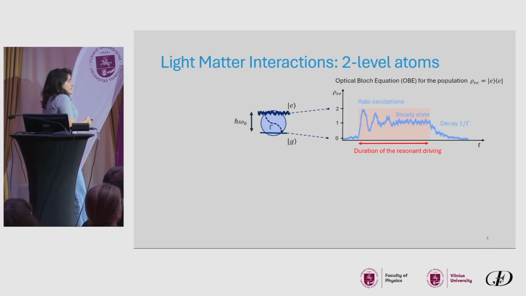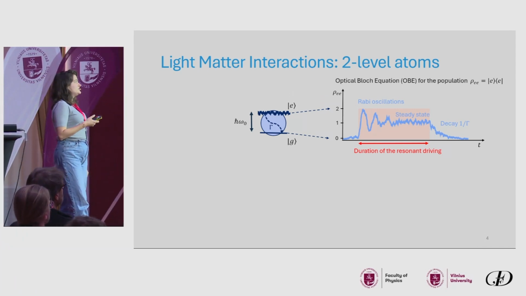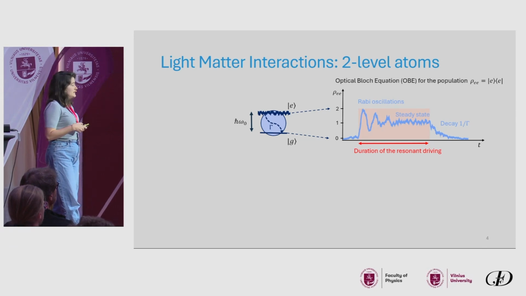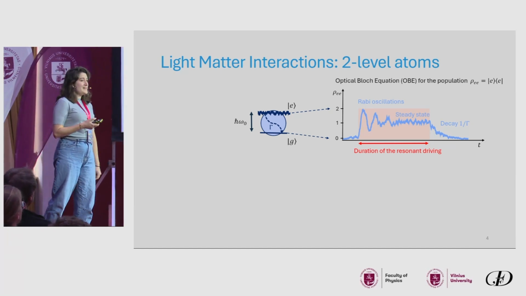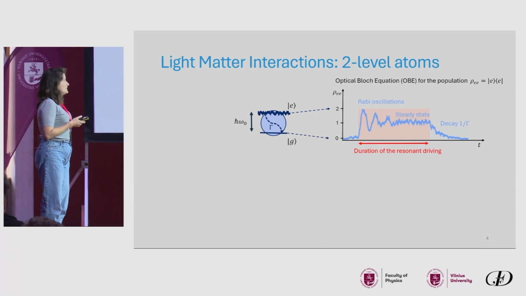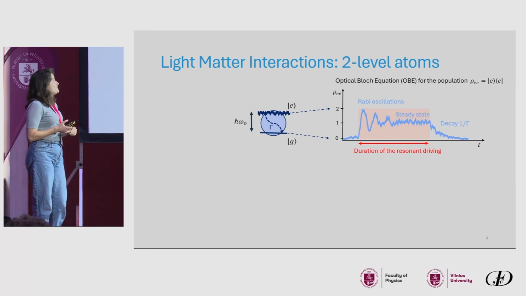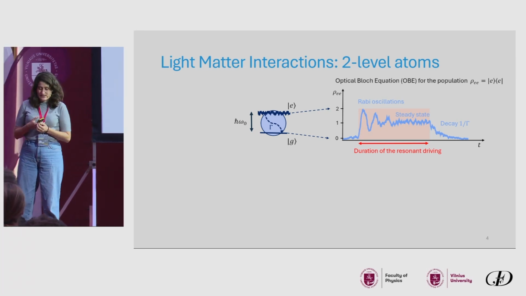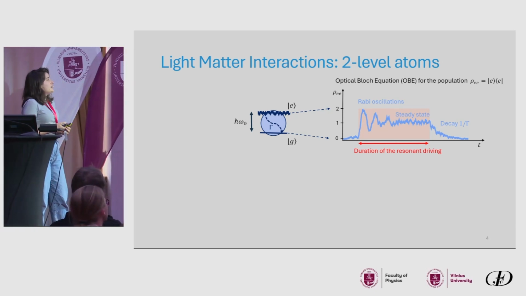If we plot them for the population of the excited state, when undergoing a resonant driving above saturation, we will get a first dynamical part, which are the Rabi oscillations, that will then decay to a steady state. When we switch off the drive, we will go back to the ground state with the same decay constant. Cool.